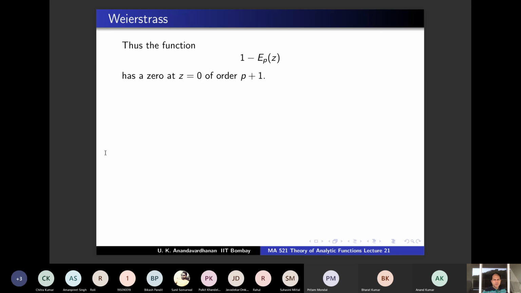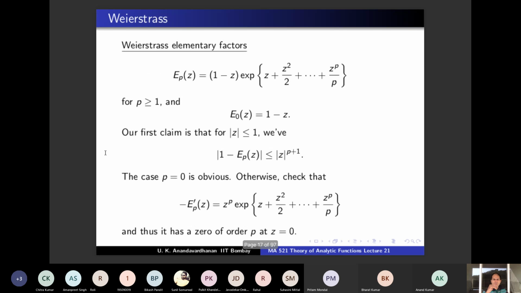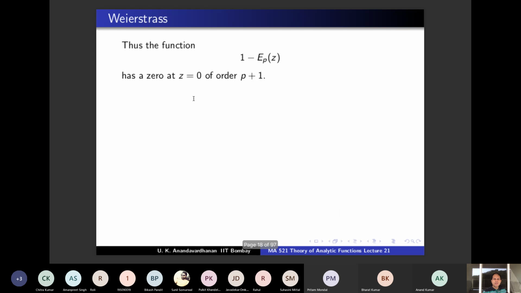If this function is f of z, then z equal to 1 is... yeah, so wrong argument. The correct argument I did not copy. I put the wrong argument maybe. Oh, no, fine. Correct only. Yeah, so I got confused. So 1 minus E_p(z), z equal to 0 is 0.